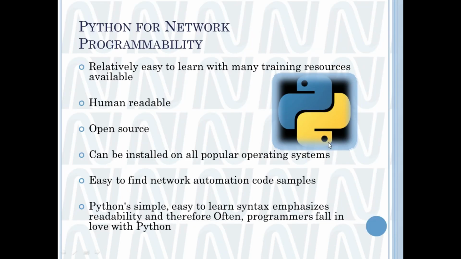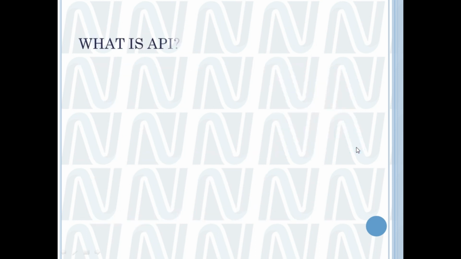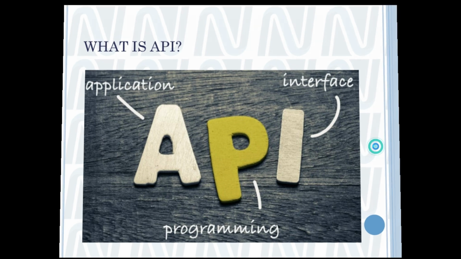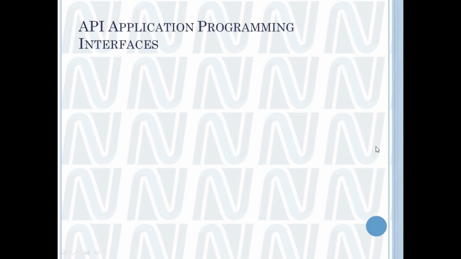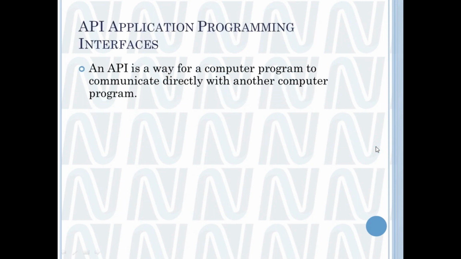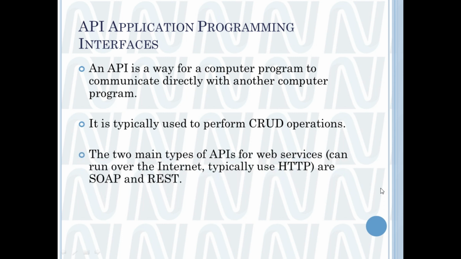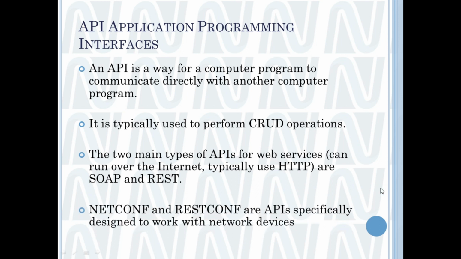Let us talk about API. This term is running in the market, you are aware of it. So what is API? The application programming interface. An API is a way for our program to communicate with our device instead of going through CLI or GUI. It typically uses CRUD operations. What CRUD is, we will check in our next slide. And it uses HTTP. SOAP and REST we can use, and NETCONF and RESTCONF are APIs specifically designed to work with network devices.